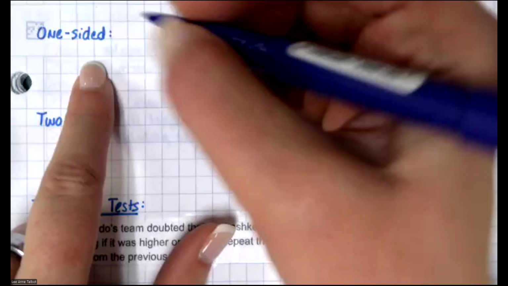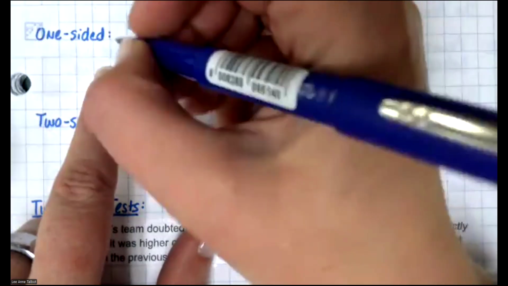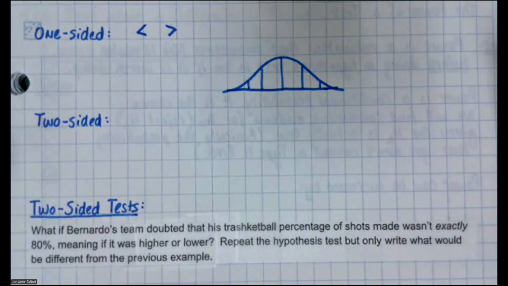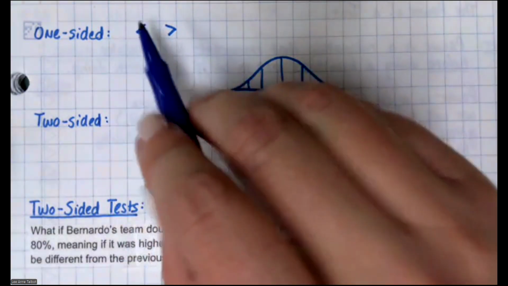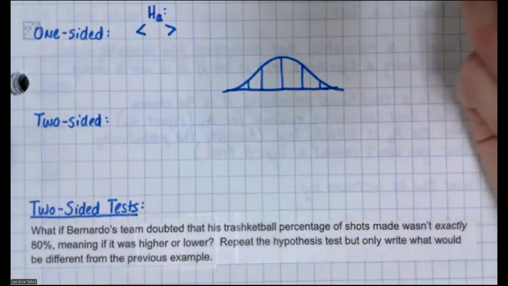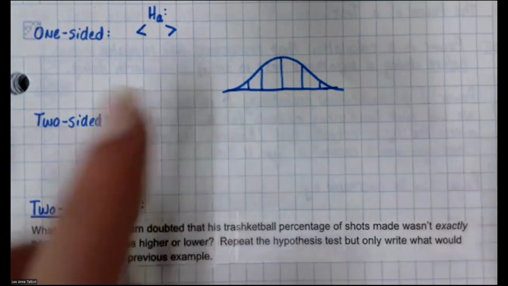Okay. How do you know you have a one-sided test? In your alternative hypothesis, you're going to have a less than or a greater than. And the problem is going to say something about less than or reduce or above or more than or something like that. So you're going to have a Ha that's either this or this. Now, this is really important.